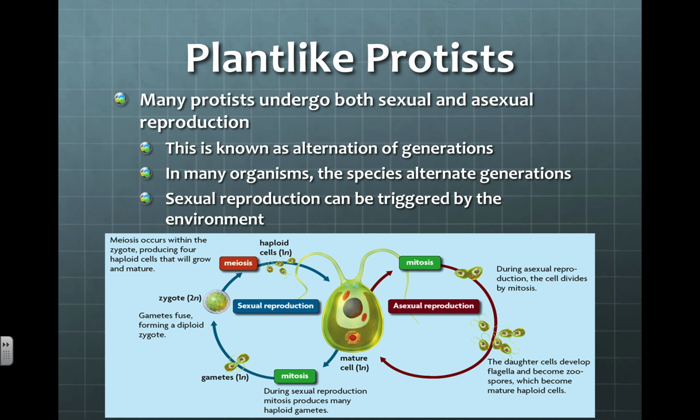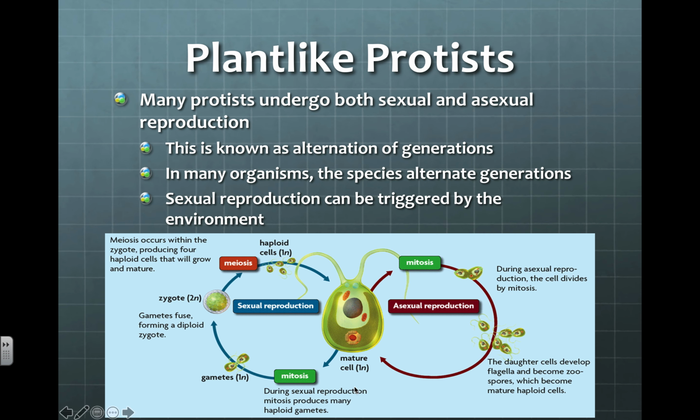During mitosis, the cell divides, and what you end up getting is daughter cells that are going to develop a flagella. Most of these things are in water, and they're haploid. Now, if you look to the left, actually it goes from the center here down to the bottom. You have your mature cell, and this is going to be in unfavorable conditions. Remember, these things reproduce asexually during favorable conditions and then sexually in unfavorable.